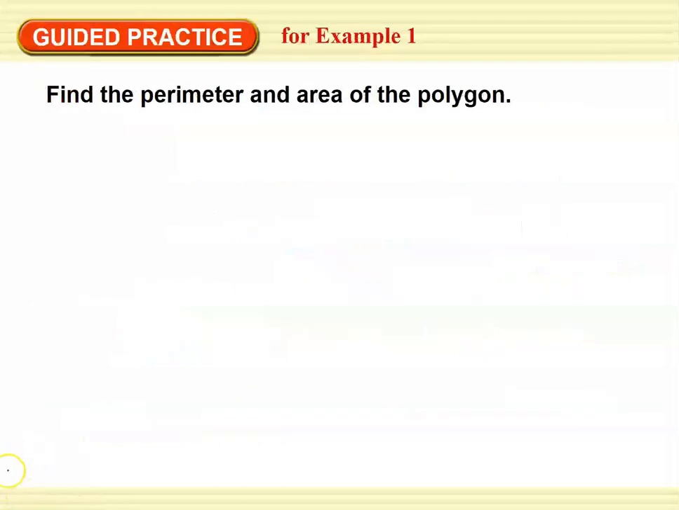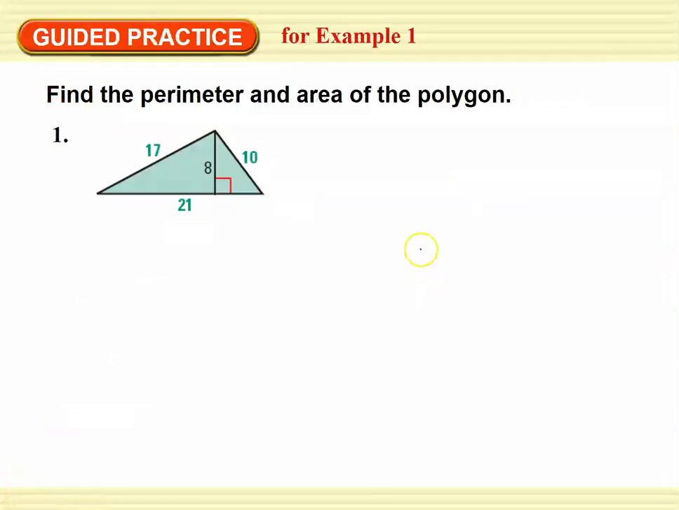All right, so here you want to find the perimeter and area of this polygon. It is a triangle, so for perimeter, you need to add up all the sides. Remember that the sides are just the outside, so that height in there is not a side of the triangle. A triangle has 3 sides, so you should only use 3 sides. 17 plus 10 plus 21. 17 plus 10 is 27. 27 plus 21 is 48. And it's perimeter, so it's just units, because we don't actually know the units.